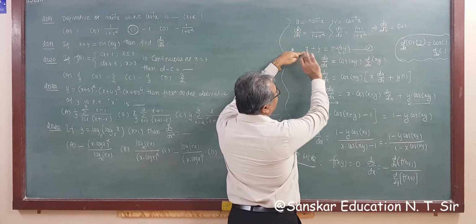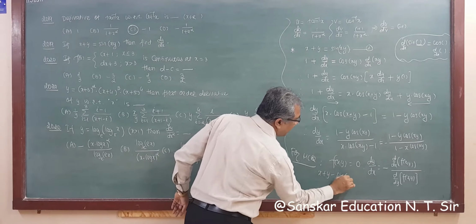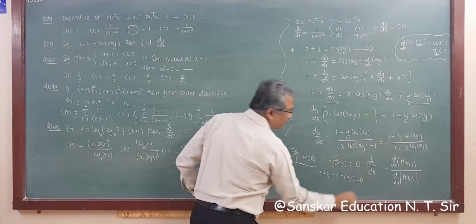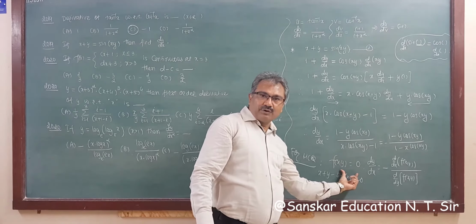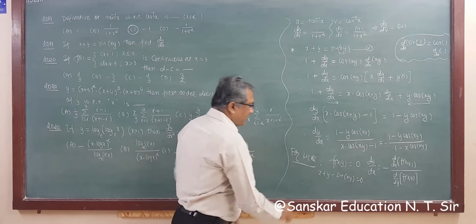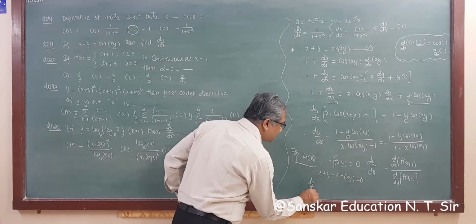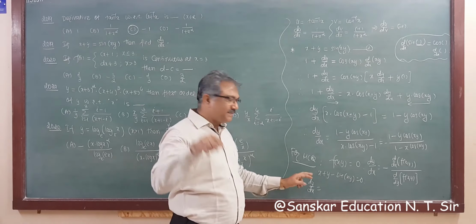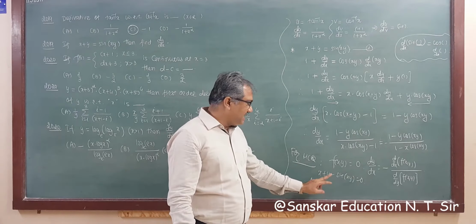Now if we take this to the left-hand side, this becomes x plus y minus sin xy is equal to 0, right? Because we have to change the function into f(x,y) equal to 0 form. So now the derivative of this, that is dy by dx. Now we have to differentiate with respect to x, keeping y as a constant. So the derivative of x is 1, y is constant so 0.